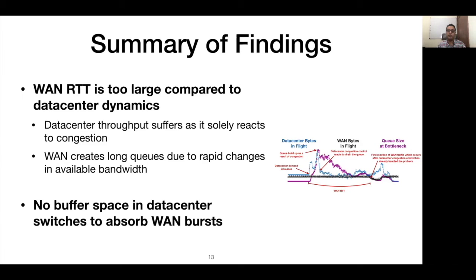However, data center switches have very limited buffering. This means that any overestimations by the sender lead to excessive drops and long queues. And overall, this limited buffering leads to low utilization of the network.